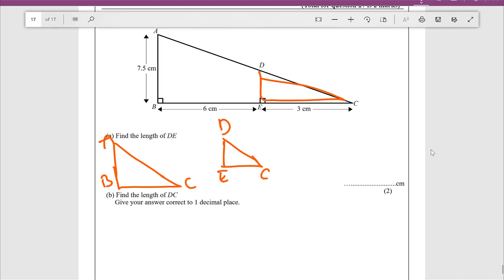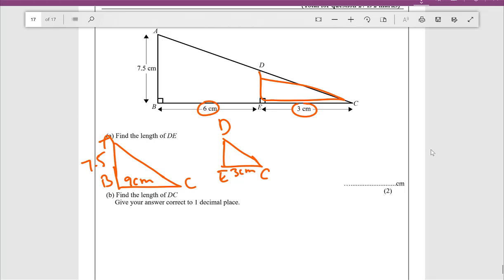Now, it's always good to write down the measurements. So BC, for this bigger triangle, BC is going to be 6 add 3, which is 9 centimeters. And then AB is 7.5, as we can see from the diagram. And that's all the lengths given for the big triangle. And the smaller triangle DEC, we just have this length here, which is 3 centimeters, which is EC. So EC is 3 centimeters.